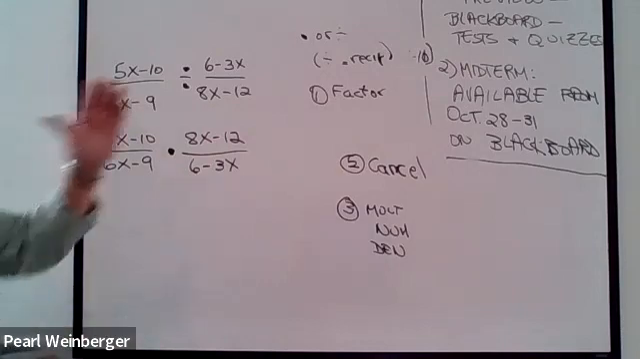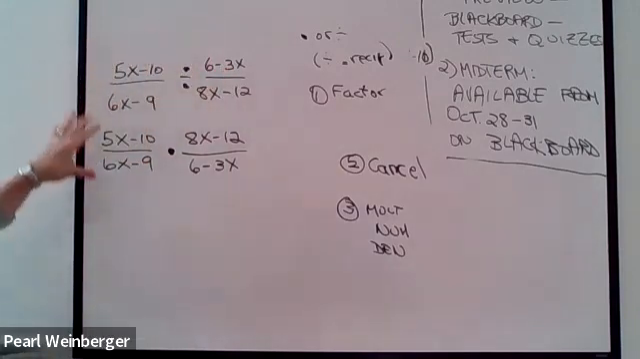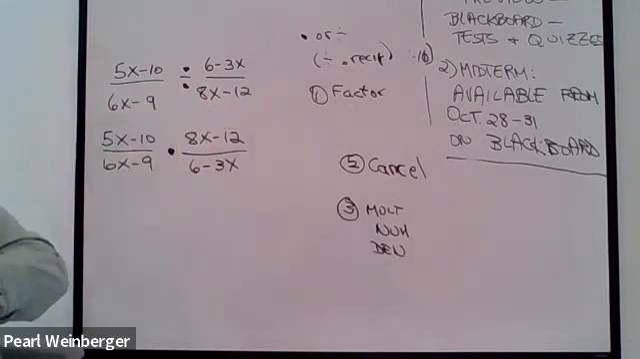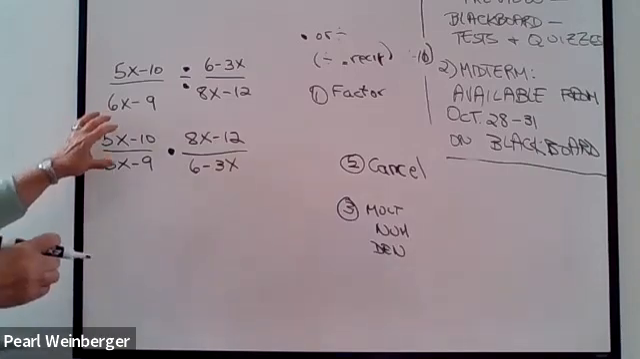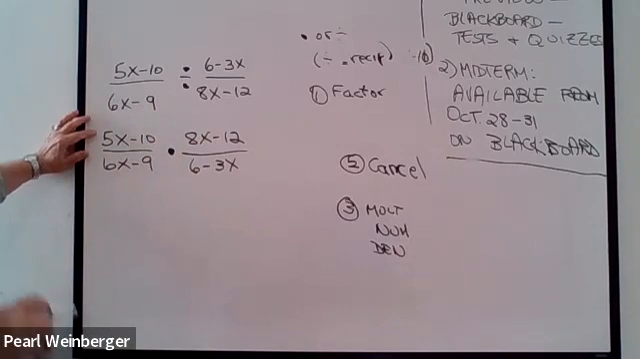Okay, that was step one, and we've taken care of it. We're now dealing with a multiplication example. So we know the first thing we have to do is factor each of the numerators and denominators totally. Now, these are all going to be common factors.